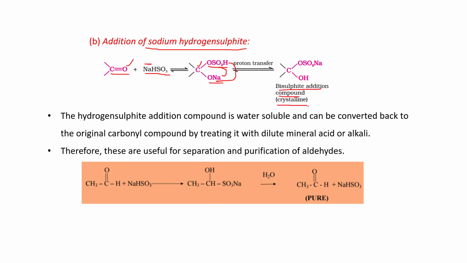This is a crystalline compound. The hydrogen sulfite addition compound is water soluble and can be converted back to the original carbonyl compound by treating it with dilute mineral acid or alkali. Therefore, these are useful for separation and purification of aldehydes.